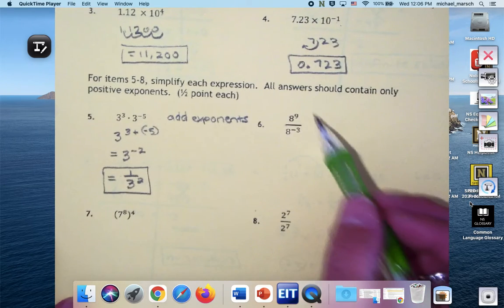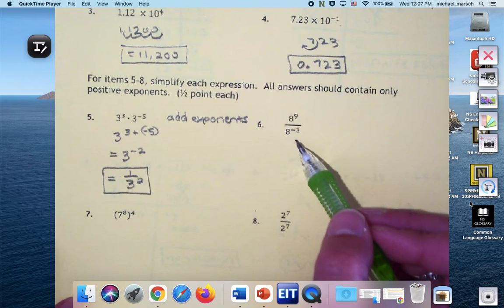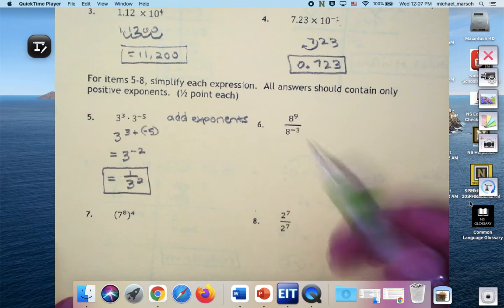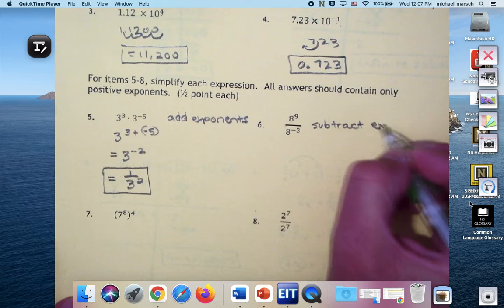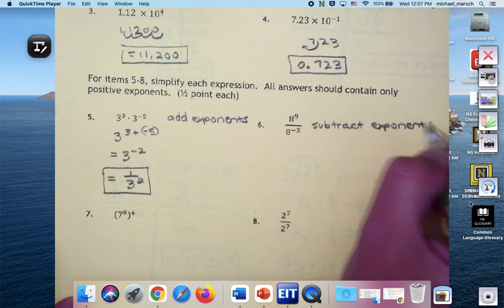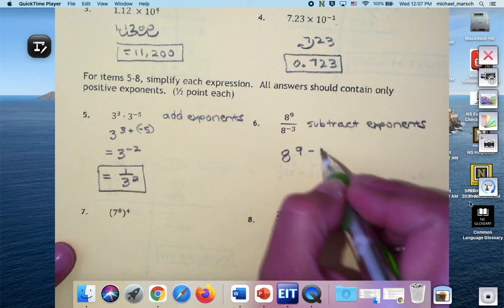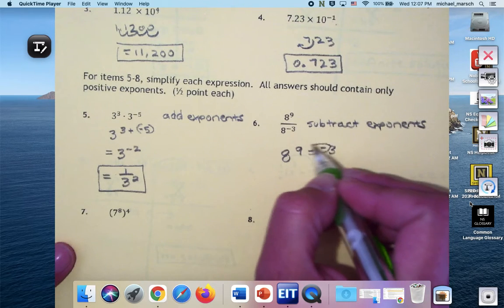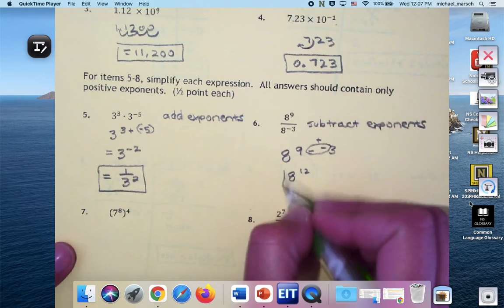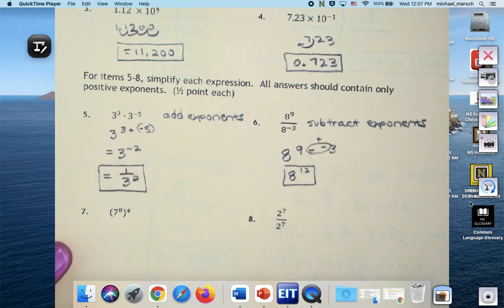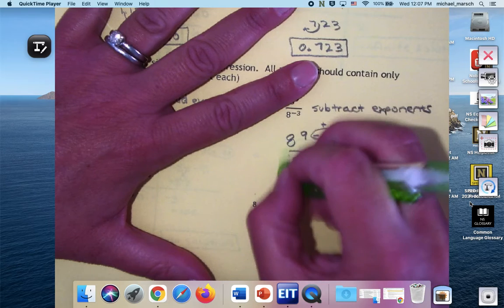How about number 6? What do we do when we have exponents and we're dividing? Subtract the exponents. And you guys know I'm not going to make this super easy on you. 9 minus negative 3. I add them. 8 to the 12th. Put an equal sign there, I'll stay consistent.